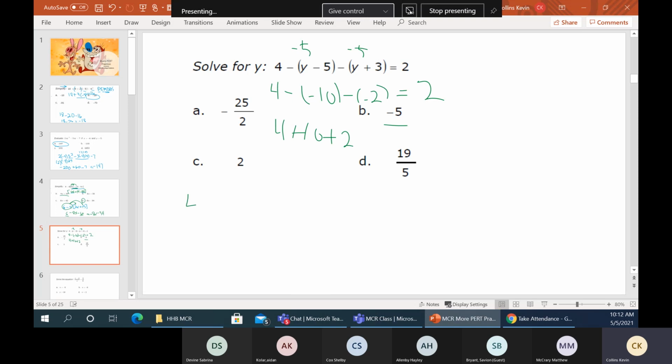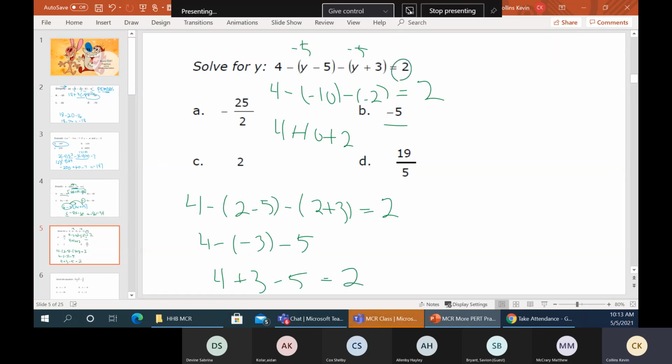So let's try the 2 now. So this would be 4 minus, then we go 2 minus 5 minus 2 plus 3. And does that equal 2? Okay, so 2 minus 5, that's going to be minus 3. So we got 4 minus a minus 3, and then minus 2 plus 3 is 5. Okay, so minus a minus 3 is plus 3. So you're going to have 4 plus 3 minus 5. 4 plus 3 is 7, minus 5 is 2. So this is our boy. Okay. Yeah, the double negative is a pain. They put too many negatives in here. So again, I would check the simple answers. I sure as heck wouldn't want to try to plug in -25 over 2, or even worse, 19 over 5. Yuck. Wrong.